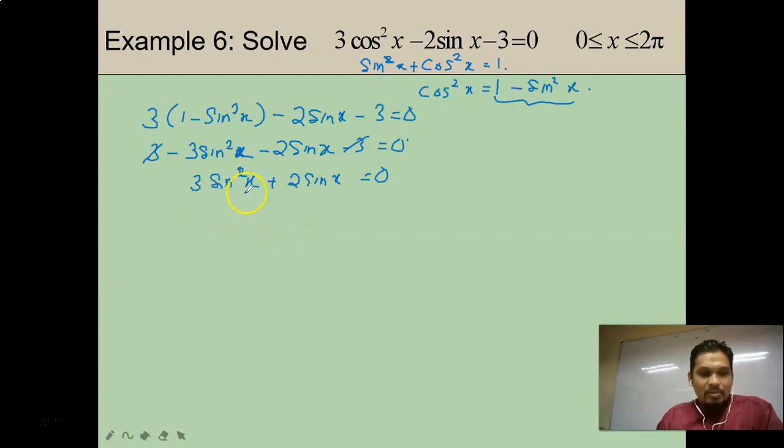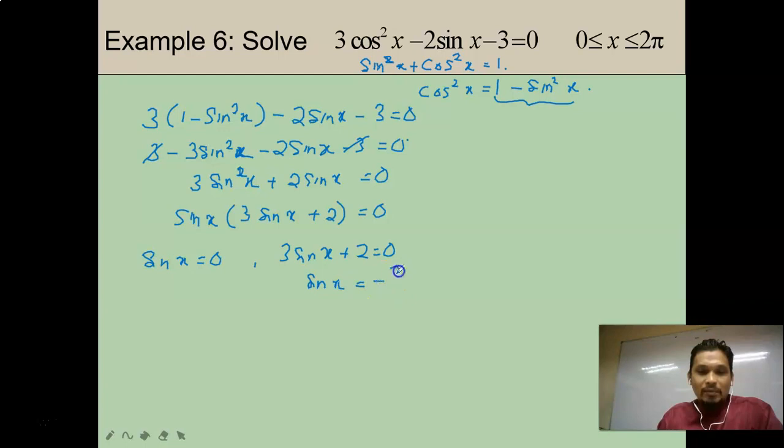So from here, we factorize out sine x: sine x times 3 sine x plus 2 equals 0. Okay, so we got two terms here, which is sine x equals 0, and 3 sine x plus 2 equals 0. So then sine x equals negative 2 over 3.